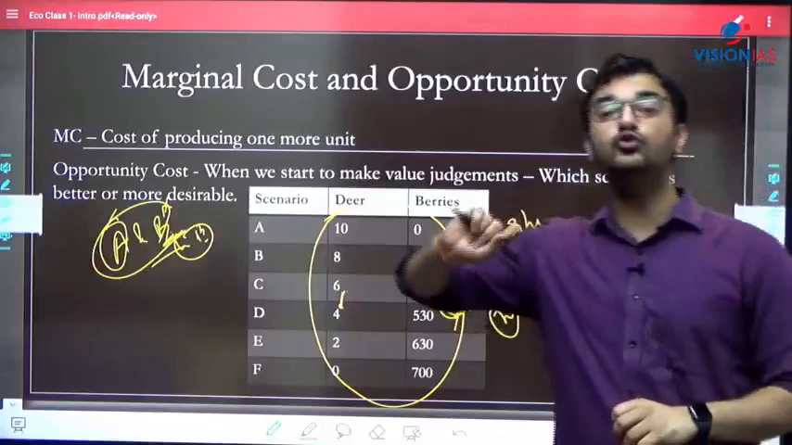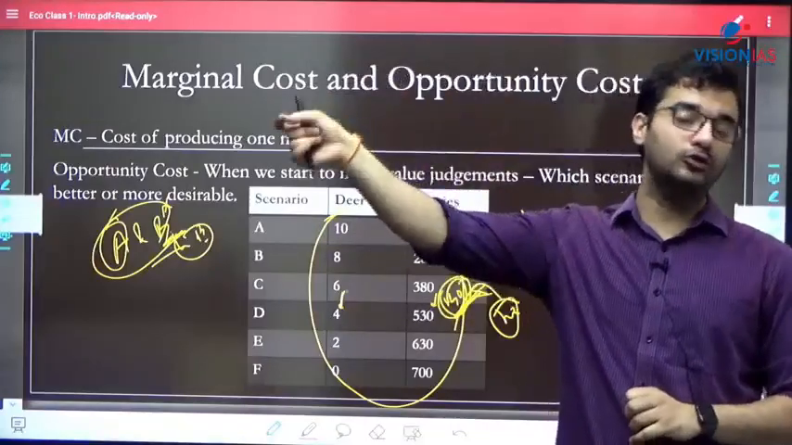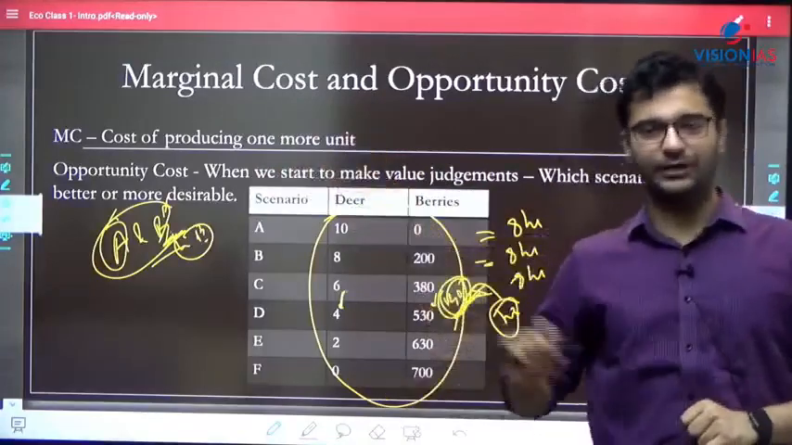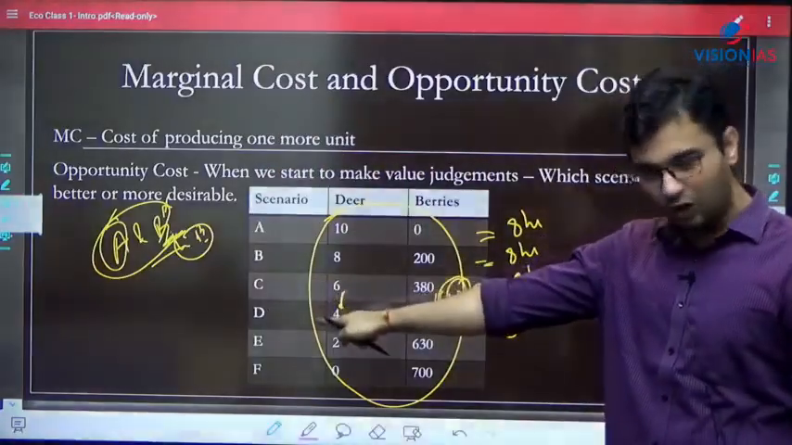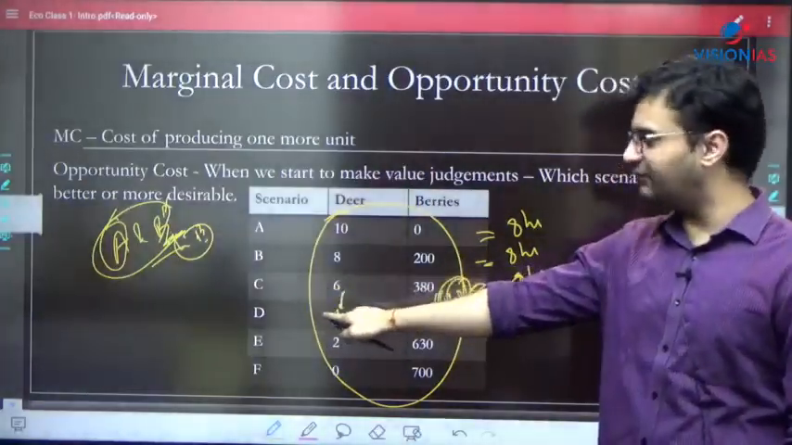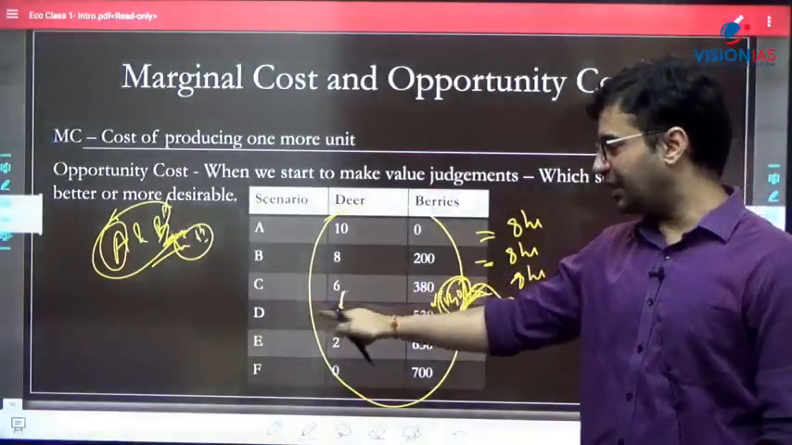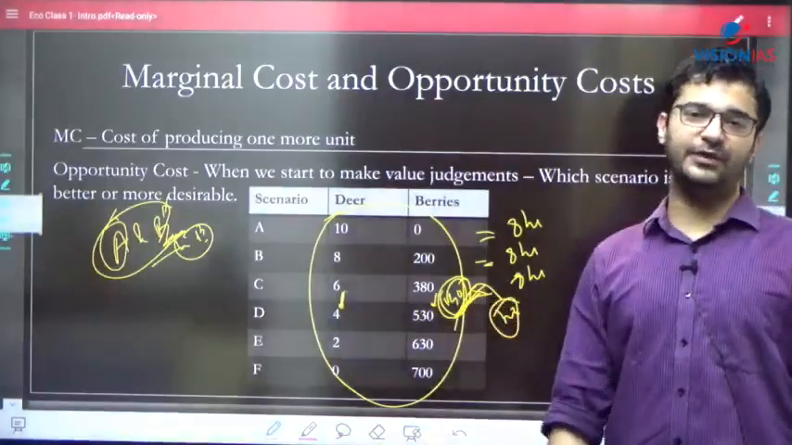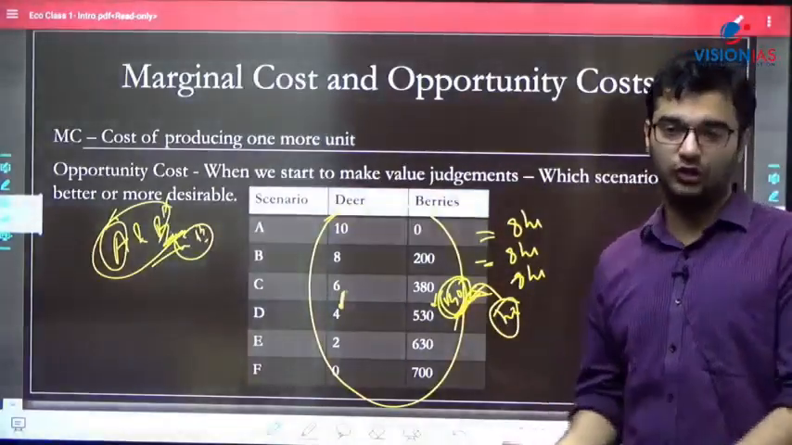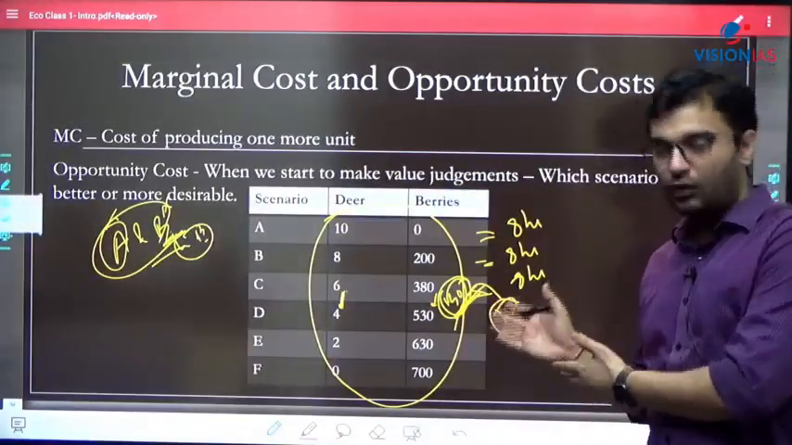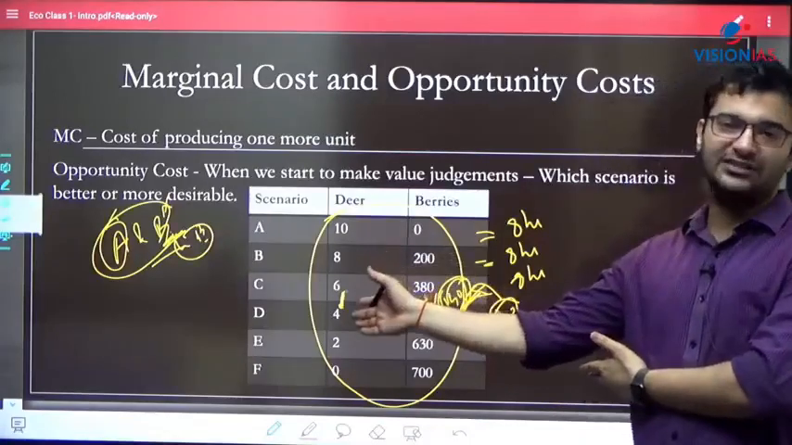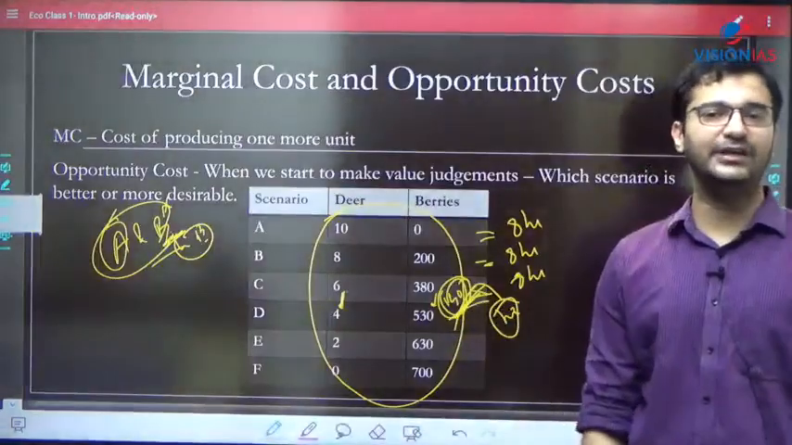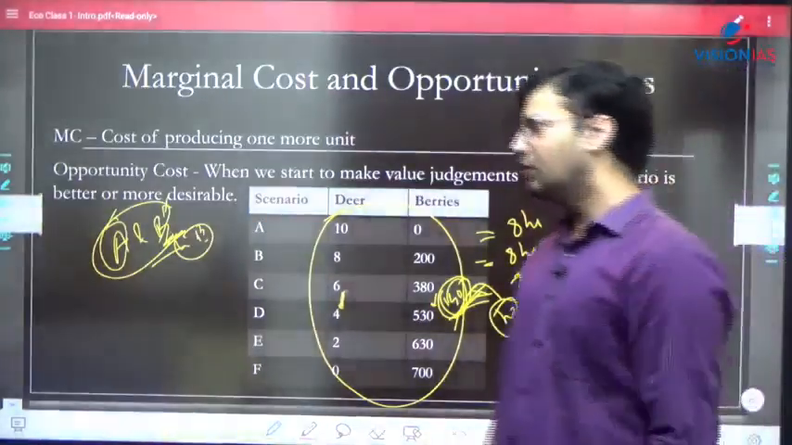Opportunity cost is what you lose out on, the benefit that you lose out on by not choosing a particular option and choosing another option. You chose C and not D. When you chose C, you get 2 extra deer, but you don't get these 150 berries. So what is the benefit that you have lost? You have lost 150 berries. Obviously for this you are getting 2 extra deer, but a benefit has been lost, right? Which benefit? The benefit of 150 berries has been lost. So that becomes your opportunity cost.